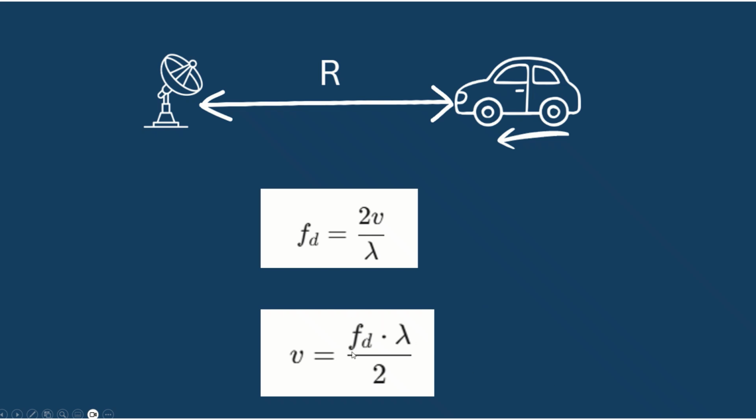So the Doppler shift is helping us to calculate the velocity of the target in the case of the Doppler radar. So the Doppler effect plays an important role in radar calculations.